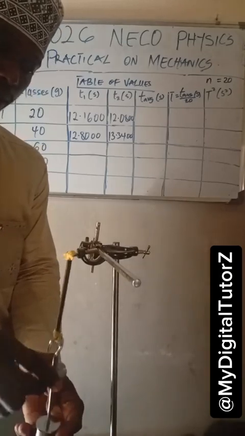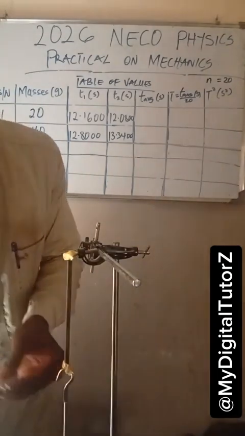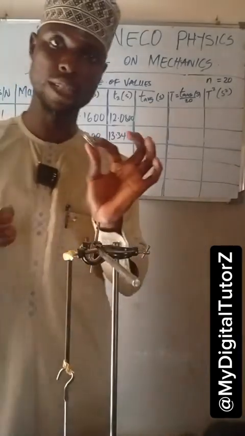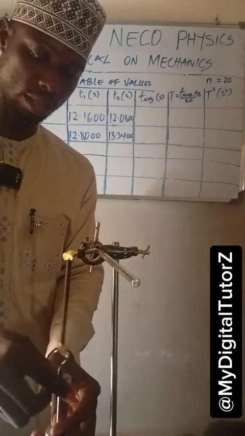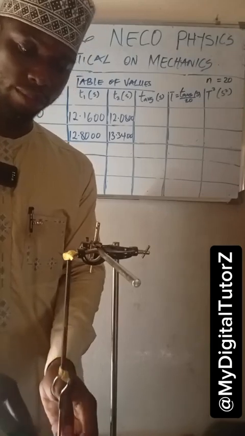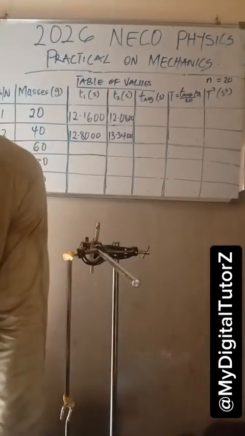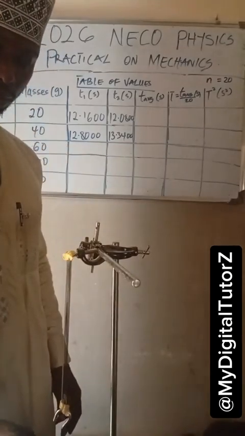Let's move to mass 60. So here is 50 and here is 10. Here is 50, here is 10, so that will give me 60. So slot this 50, then the 10. Okay, here it is. Get your stopwatch ready before you oscillate the load.